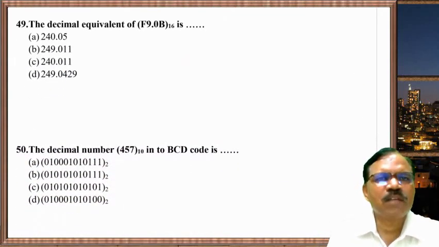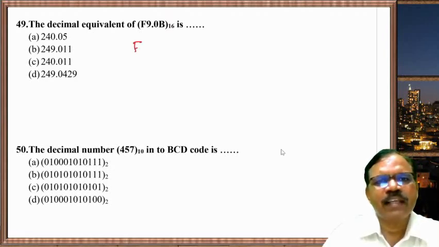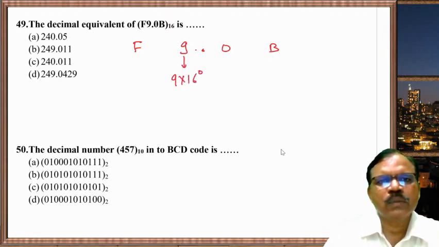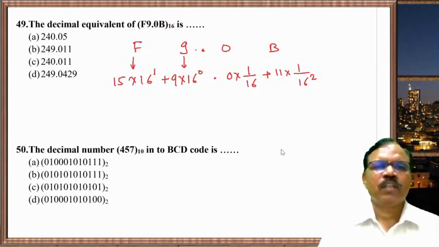Now the decimal equivalent of F9.0B. Here 9 into 16 raised to 0 plus F, F means 15, into 16 raised to 1, point 0 into 16 raised to minus 1, so 1 upon 16, plus B means it is 11 into 16 square, 1 upon 16 square. So calculate this.